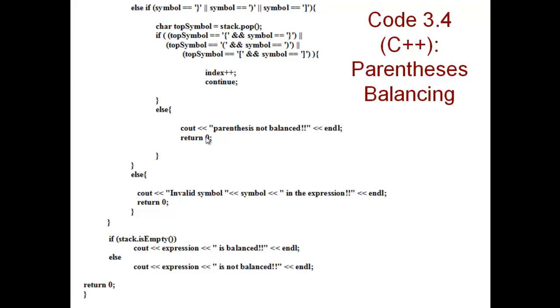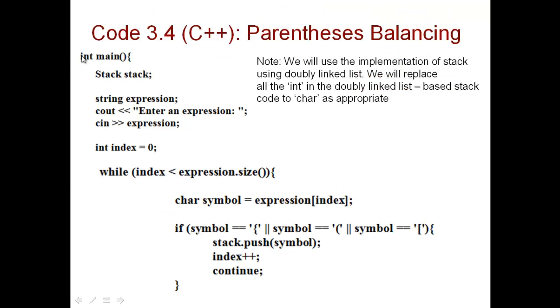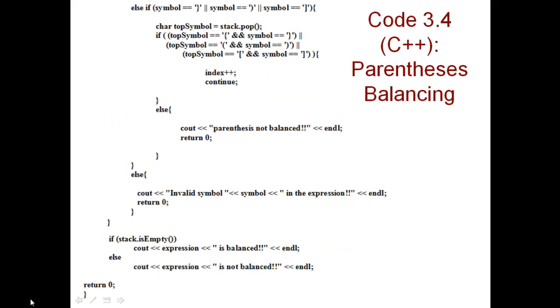Why say 0 as the return value? Because you are looking at the main function. The main function is int main, so you have to return something from the main function. That's what you do as a normal return at the end of the main function. So we do the same thing here, return 0. So we stop the program right here if there's any mismatch in the symbols. Otherwise, if the open and closing parenthesis symbols are of the same type, we continue with the rest of the string.